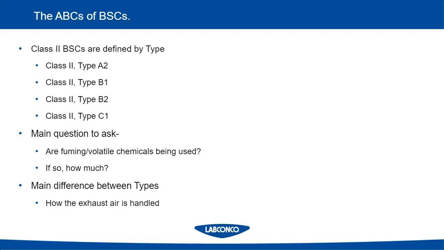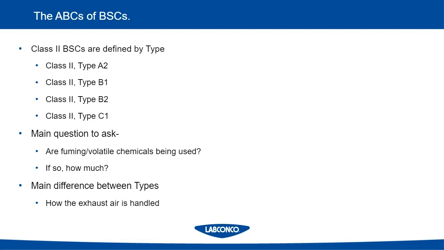One of the questions we get a lot at Labconco is, there's all these different types of Class II BSCs. How do I know which one I need to use? And first, I want to just start out, before we dive into all these types and what's different, is all of these types are equally safe for all biohazards. What the difference is and how you differentiate between these different types is if you're researchers or if you are going to be using any type of fuming or volatile chemical in your work, okay?